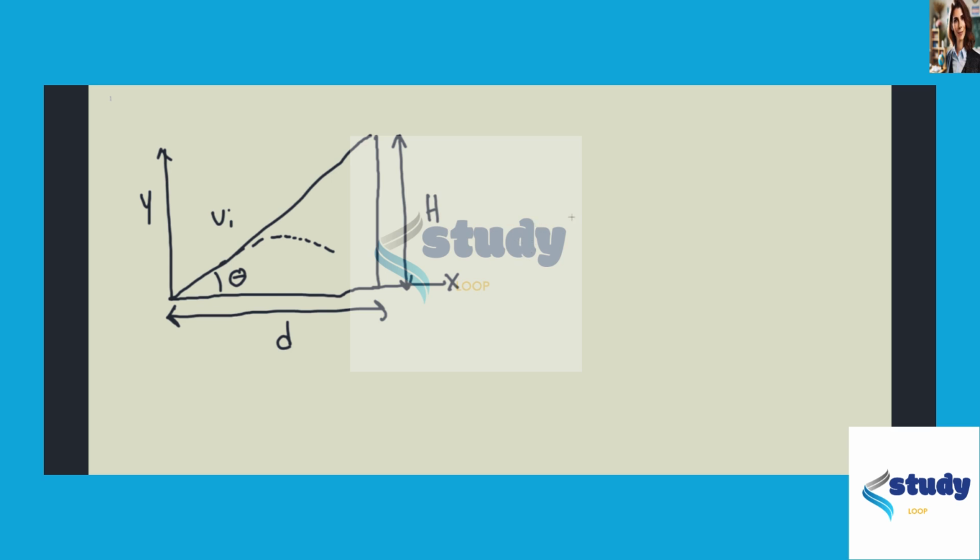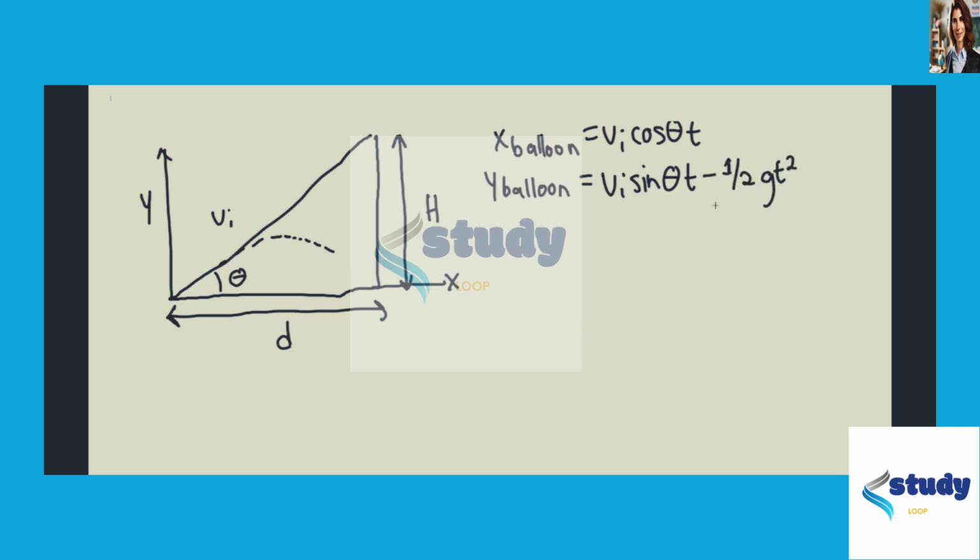So we can say that the x position of the balloon is going to be equal to v initial cosine theta times t. We can say that the y position of the balloon will be equal to v initial sine of theta times t minus 1/2 gt squared. And we can say that the y position of the buoy is going to be equal to h minus 1/2 gt squared.